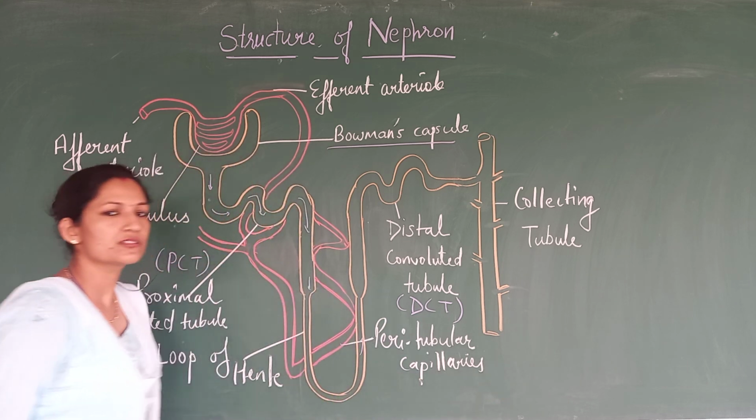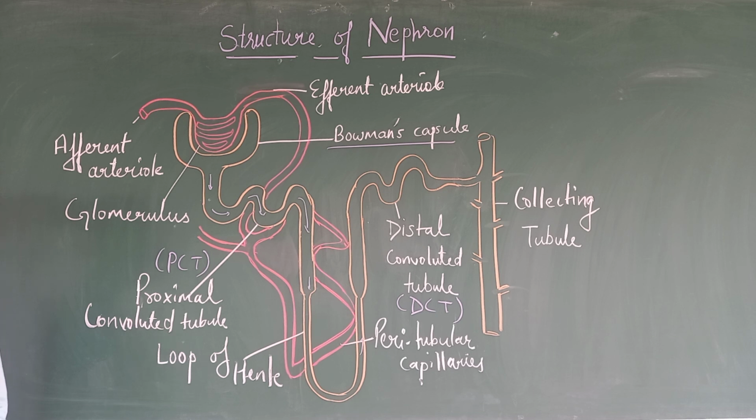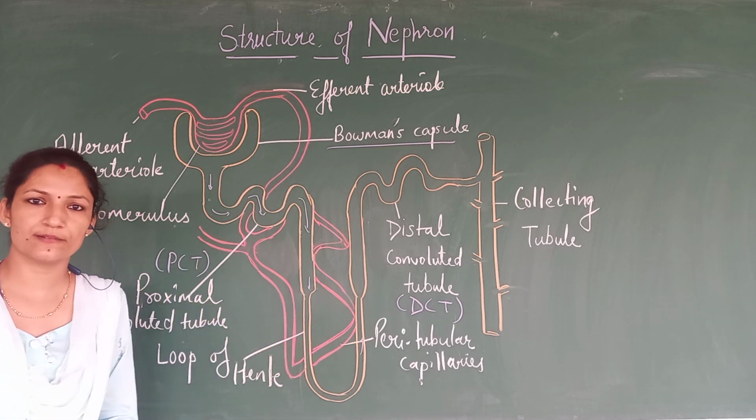So this is the structure of nephron. Mainly the nephron is divided into two parts: the first glomerulus region and the second tubular region.